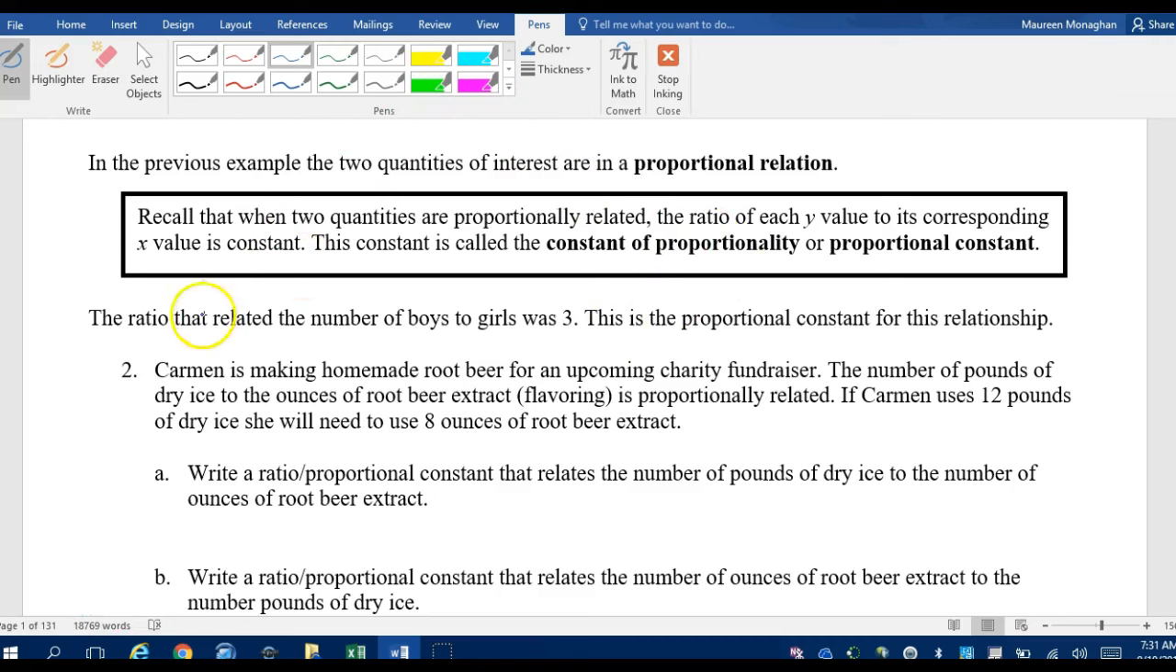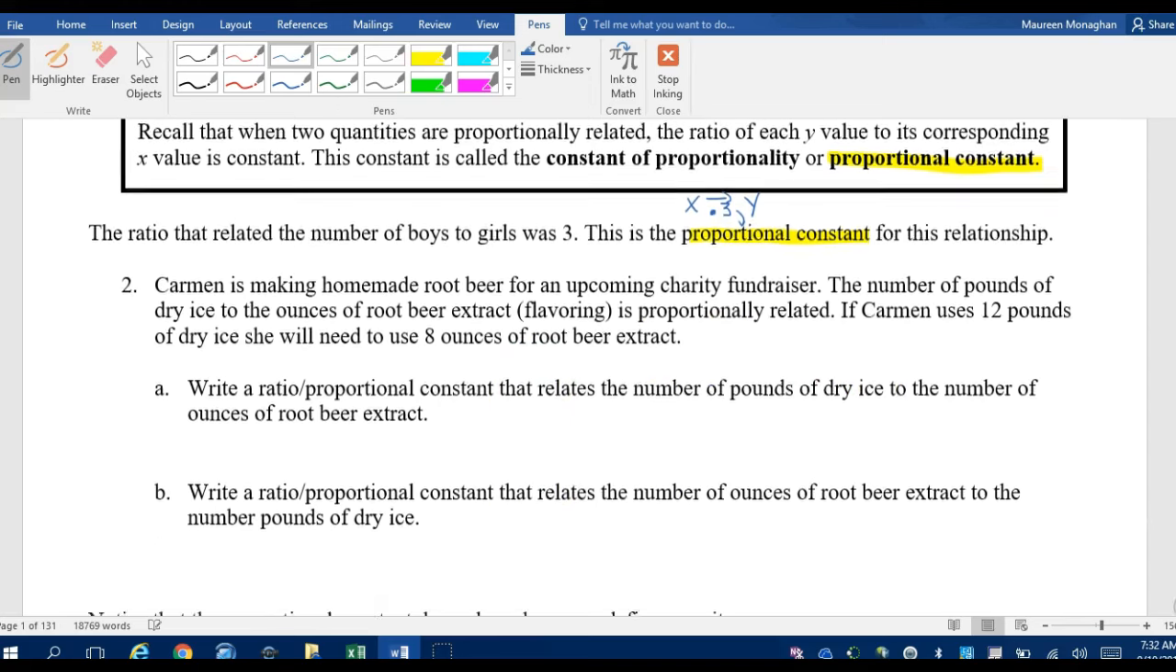Okay, now we're going to talk about the constant of proportionality, or proportional constant. Remember in that previous example, the ratio that related the number of boys to girls was 3? Well, this is our proportional constant. That's what they're talking about up here. And in that example, it was 3. So it was like the multiplier to go from x to y. What did we multiply by? We multiplied by 3. So that was our proportional constant. We're going to find our proportional constant in this next problem.